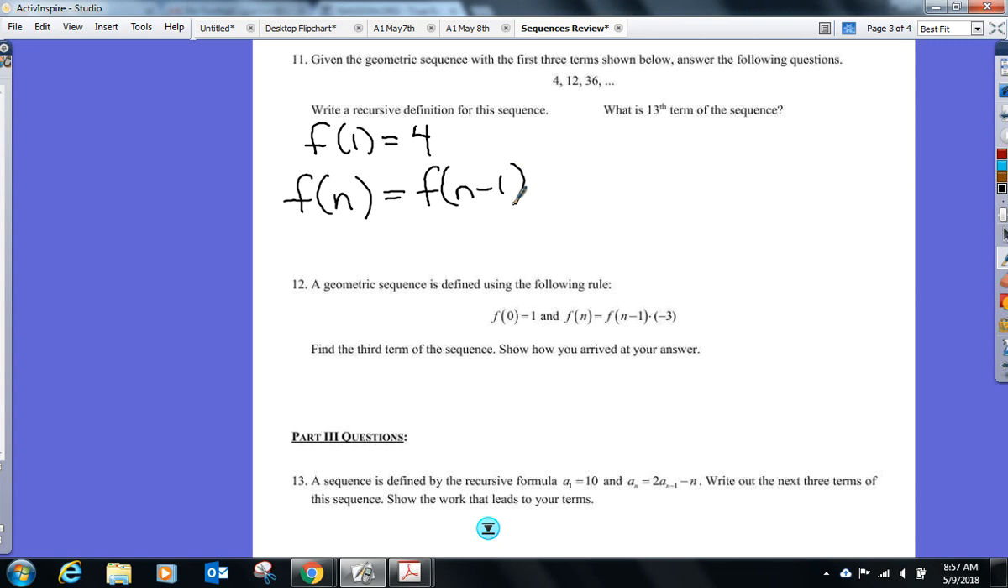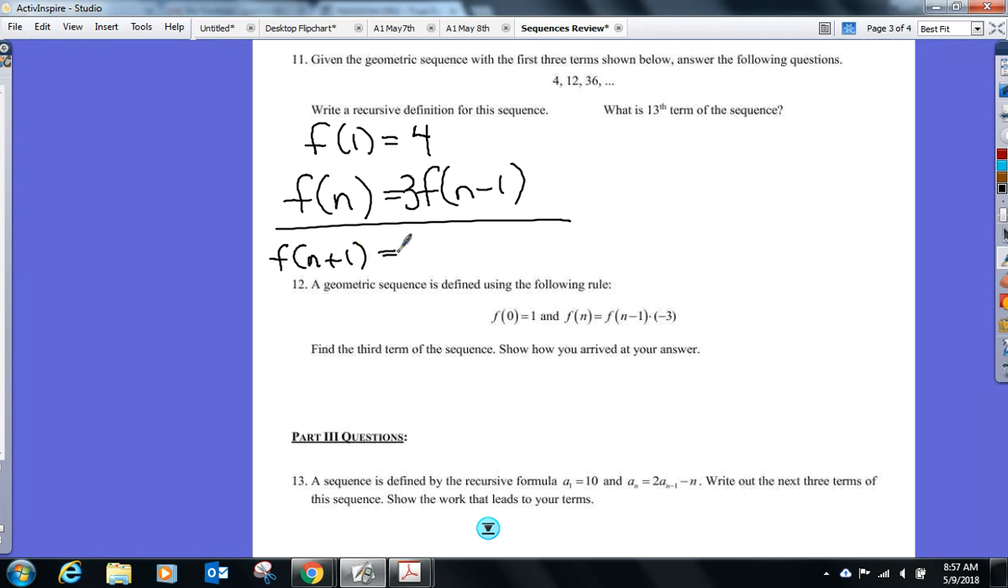And what was the rule? What do we do to the previous term to get to the next one? Okay, so you can say multiply by 3. Yesterday I showed you guys you could put the 3 out in front. Perfect.